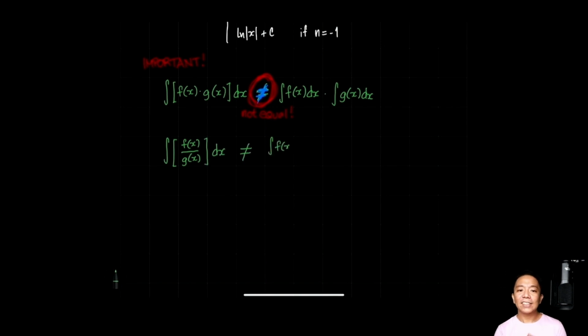We could extend that dun sa general antiderivative naman ng fractions, ng quotients. Hindi din pwedeng sabihin na if you want to take the general antiderivative of f over g, ay kukunin ko muna yung antiderivative ni f, i-divide ko na antiderivative ni g. Mali.